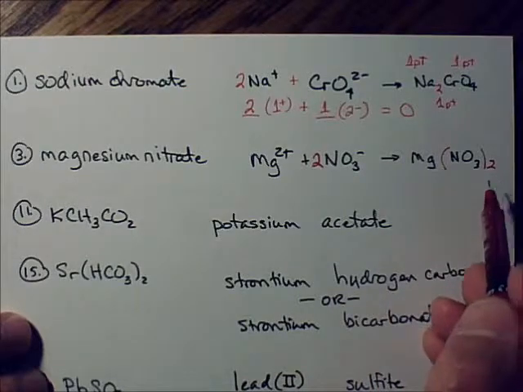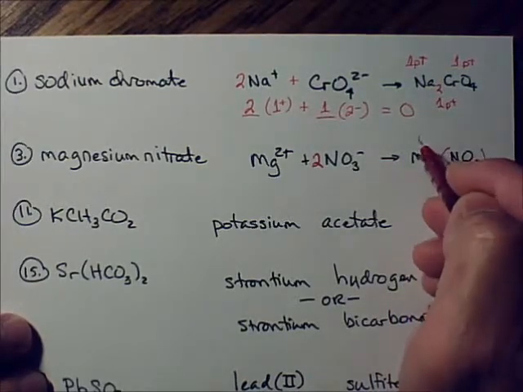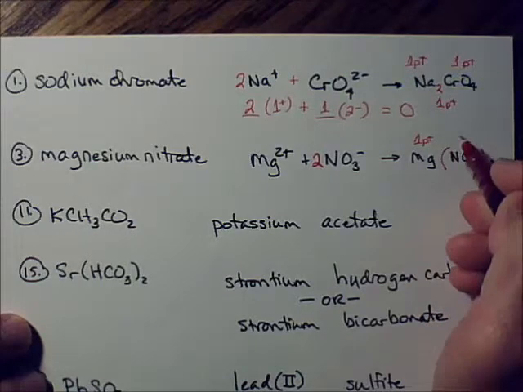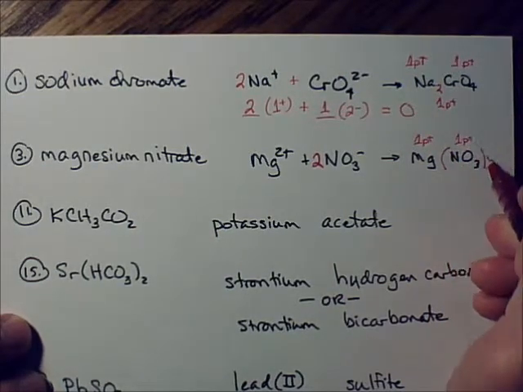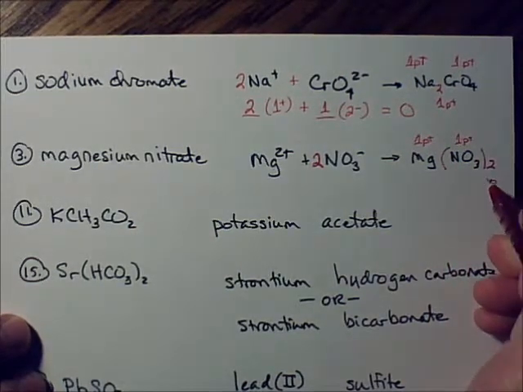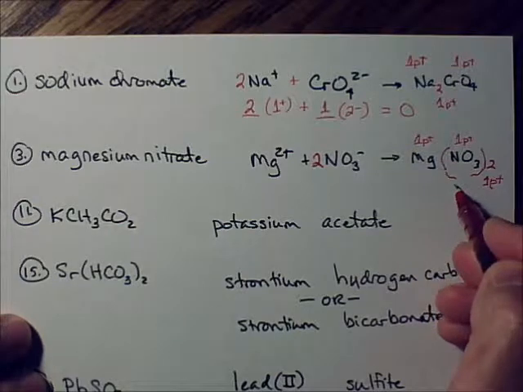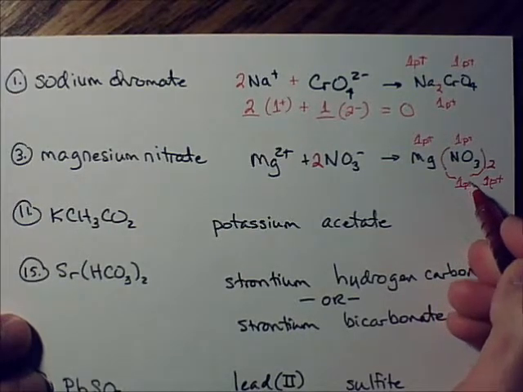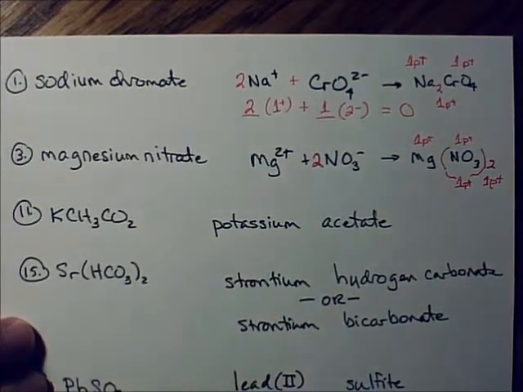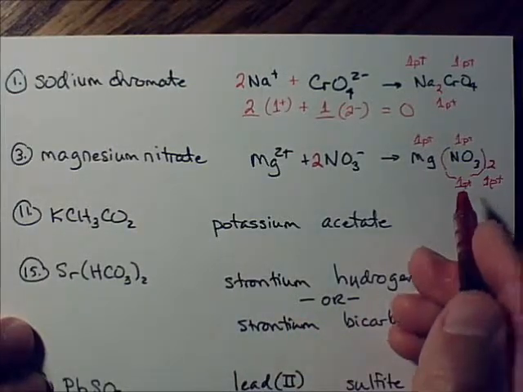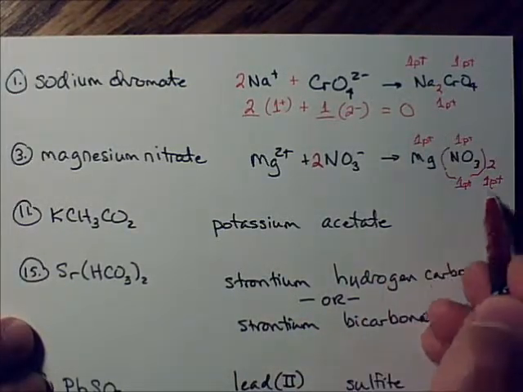Magnesium nitrate. Magnesium's worth a point. Nitrate's worth a point. The subscript 2 is worth a point. Whoops, 1 point. And the parentheses is worth a point. Both front and back parentheses are worth a point. Does that make sense? So this would be worth a total of 4 points.